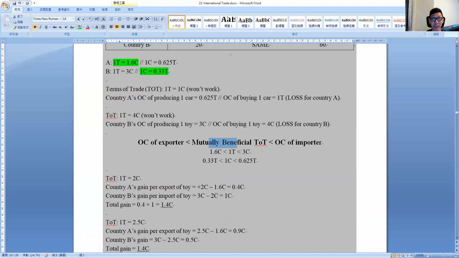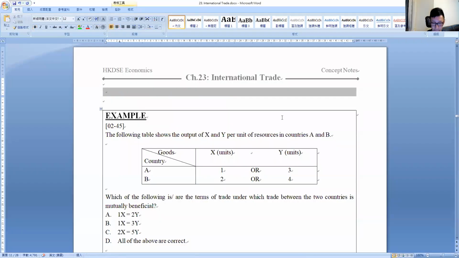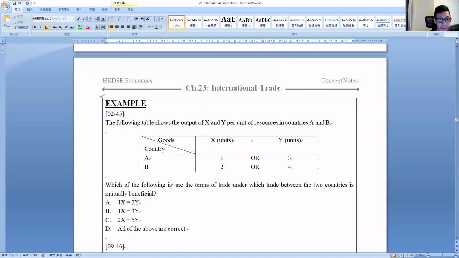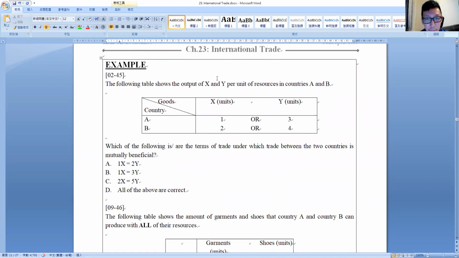So I suggest let's look at some real past paper examples to consolidate our training. All right, let's move on. Now to the real questions here. Let's do it in order. First of all, 2002, question 45. The following table shows the output of X and Y per unit of resources. See? One unit of resources gives how many goods? This is the type of question that we like.